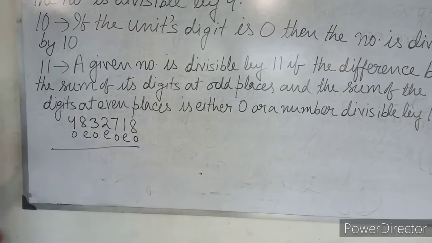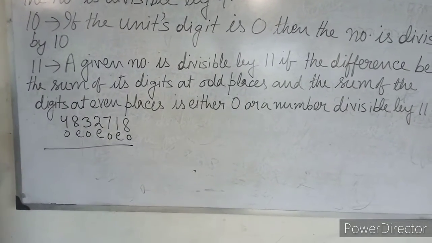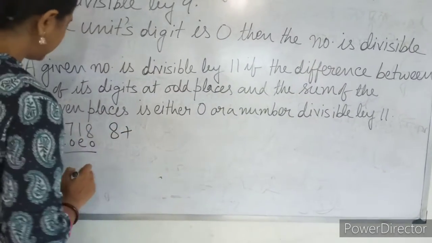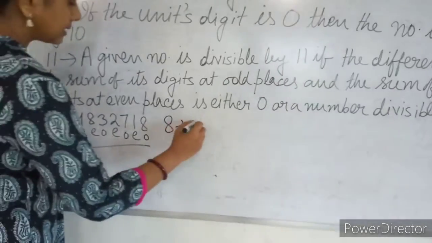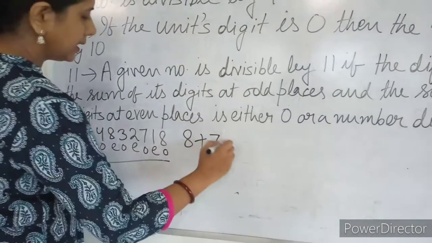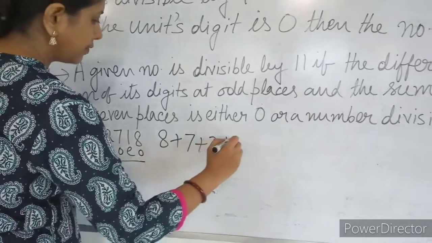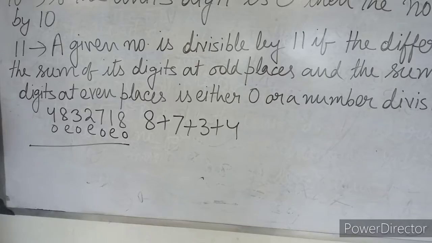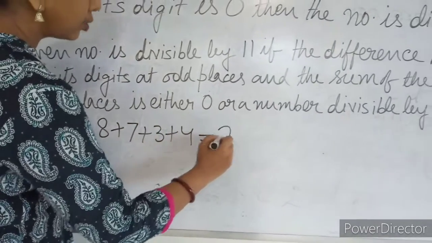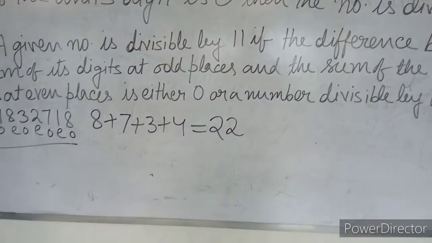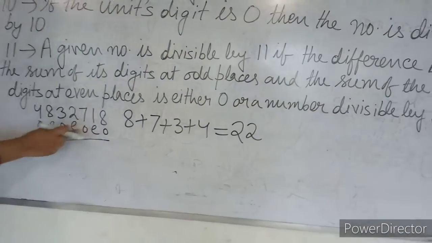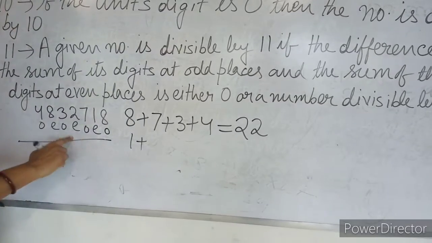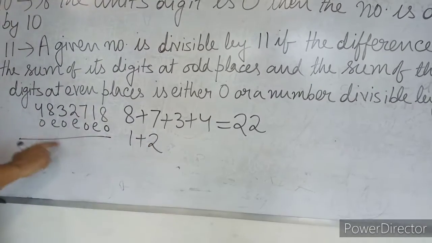What do I have to do? First I have to find the sum of the digits present in the odd places. So what is the sum of the digits in odd places? 8 plus 7 plus 3 plus 4. The digits in the odd places are 8, 7, 3 and 4. After adding you get 22. Next is the sum of the digits in the even places. So what are the digits? 1, then 2, after that 2, 8.